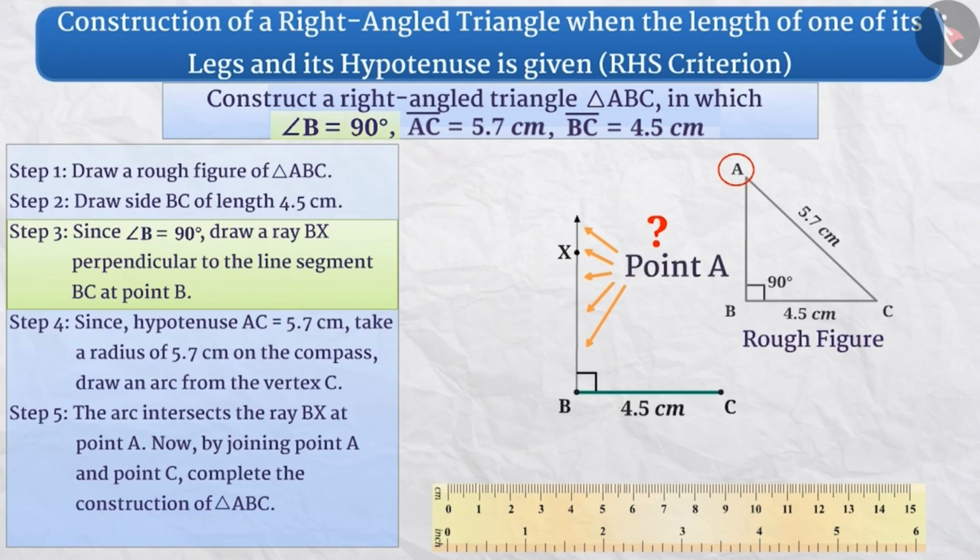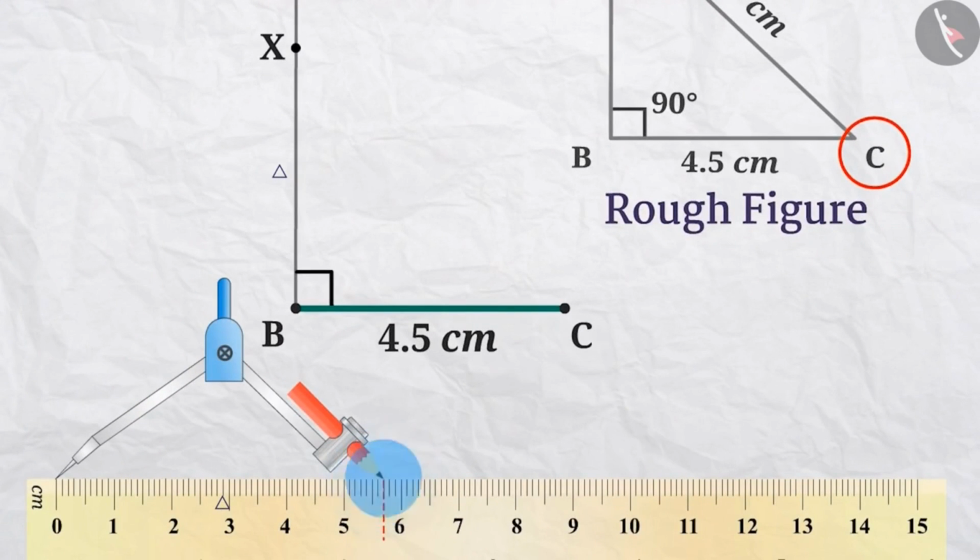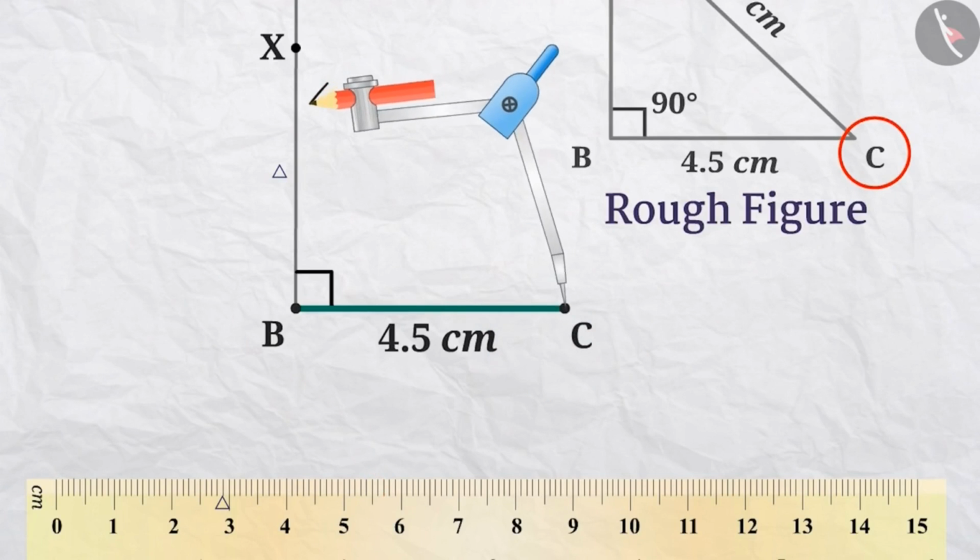You got it right. We know that hypotenuse AC is equal to 5.7 cm. Let's get the position of the point A with the help of this. Step 4. The length of the hypotenuse AC is 5.7 cm. This means that the vertex A is at a distance of 5.7 cm from the vertex C. So, to determine the position of the vertex A on ray BX, we will measure a radius of 5.7 cm on the compass and draw an arc on the ray BX with point C as the center.